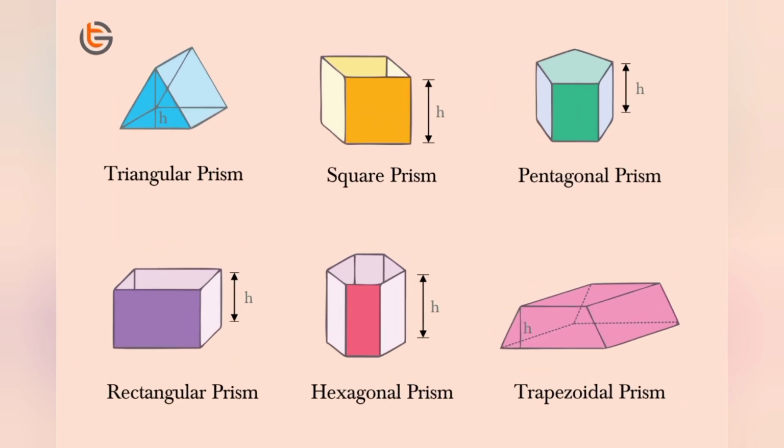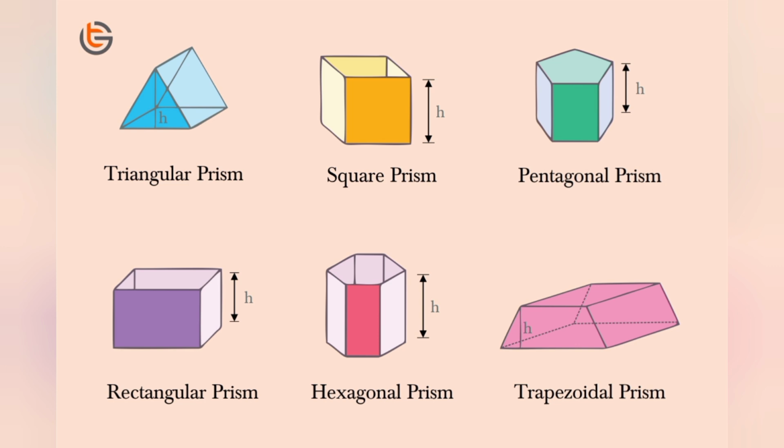Different types of prism. In the first figure, we can see that the base is a triangle. Thus, it is a triangular prism. In the next figure, it is a square. So, it is a square prism. Look at the next figure. Here, what is the base? It is a pentagon. Hence, it is called a pentagonal prism. Look at the next figure. It is a rectangle. So, it is a rectangular prism.